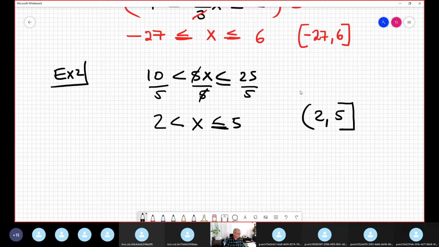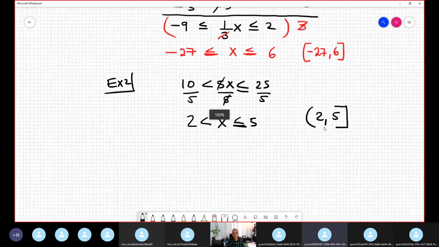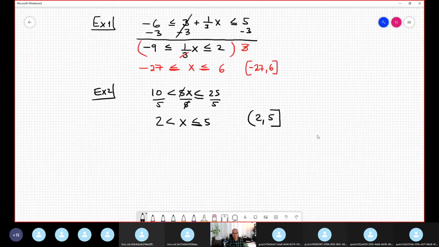Make sense or no? So if it's greater than or equal to, or less than, 2, it's bracket. Absolutely. Bracket is when you have equal.